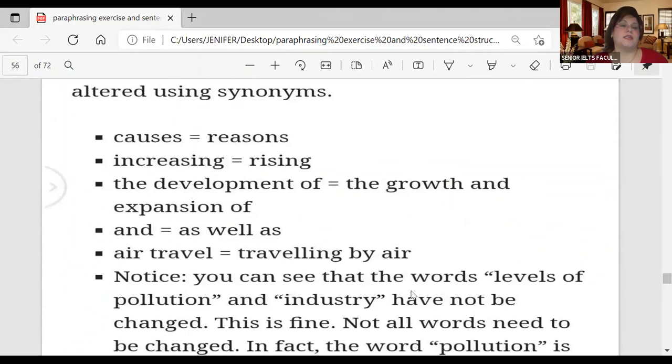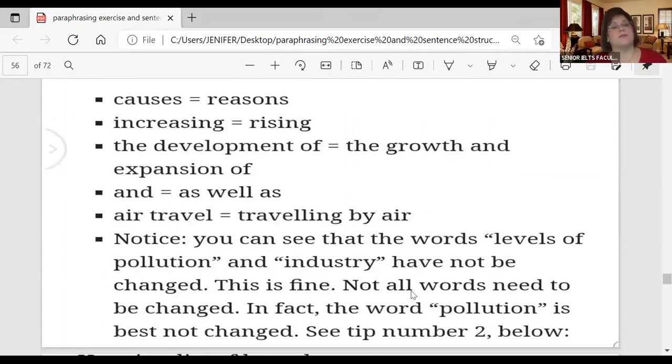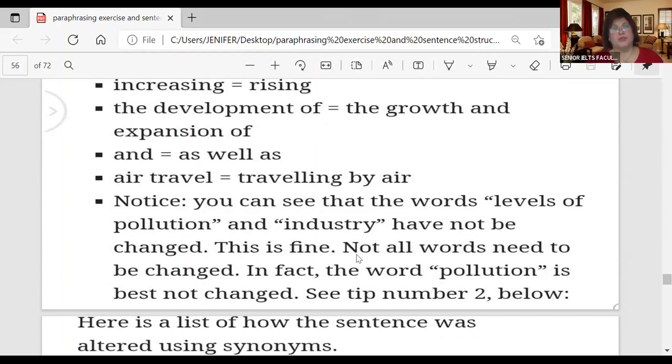Causes, ye dekhiye, ye synonyms hai. Causes matlab reasons. Increasing matlab rising. The development matlab the growth and the expansion of. End ka meaning synonym hai, as well as air travel matlab traveling by air. Notice, you can see that the words level of pollution and industry have not been changed.